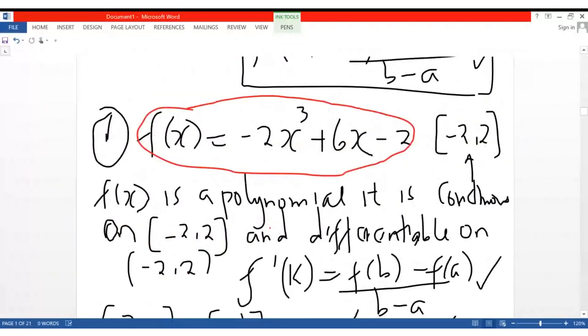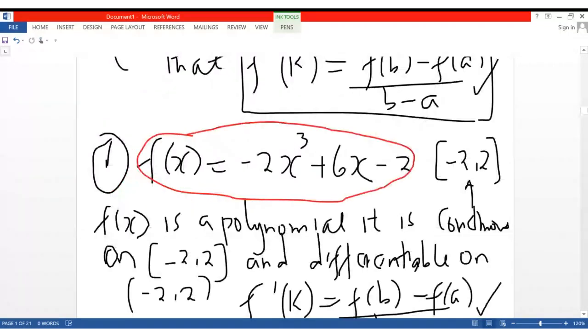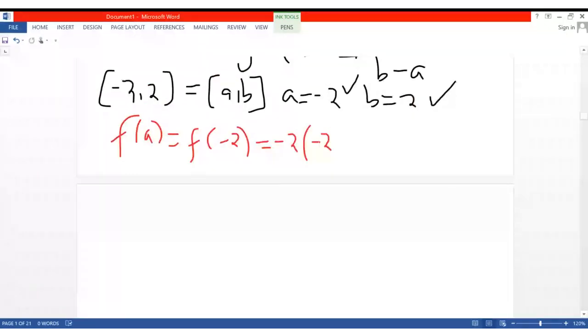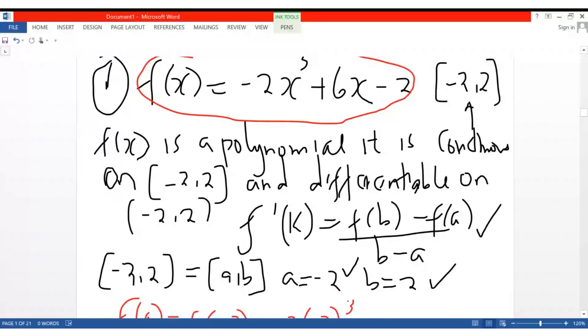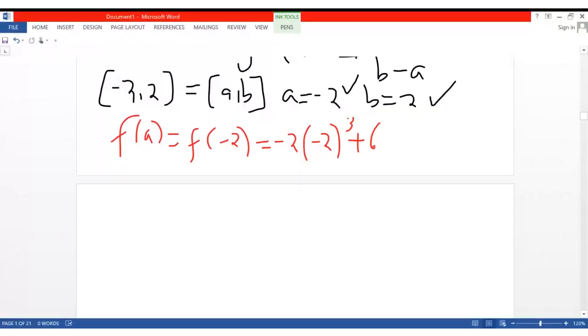So I'll have -2, and then our x raised to power 3. We'll have -2 raised to power 3, and then plus 6x minus 2. 6, where there's an x, I replace with -2, and then minus 2. So we do that one with a calculator.